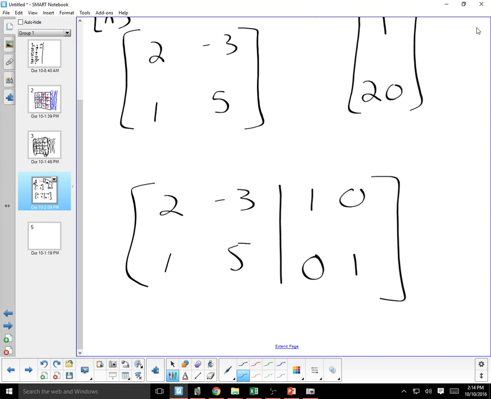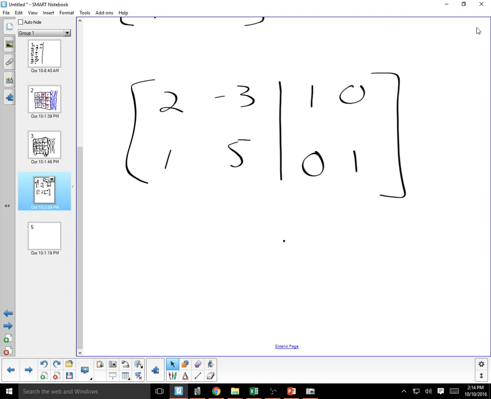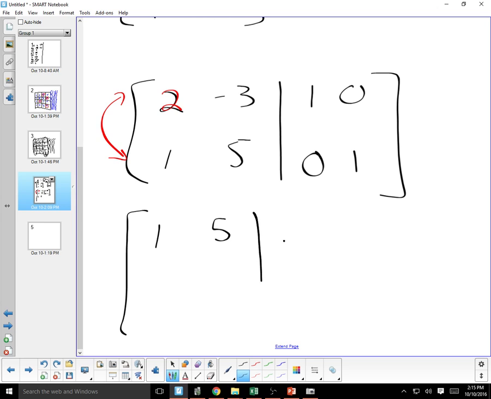So, I want this 2 here to actually be a 1. And the way I'm going to take care of that is using a row swap. I'm just going to swap that, because the bottom one is a 1, right? So I've got 1, 5, 1, 0. No, that would be 0, 1, wouldn't it? Oh, thank you. I was looking at the wrong values. 0, 1. And then I'm going to write the top row at the bottom. So 2, -3, 1, 0.